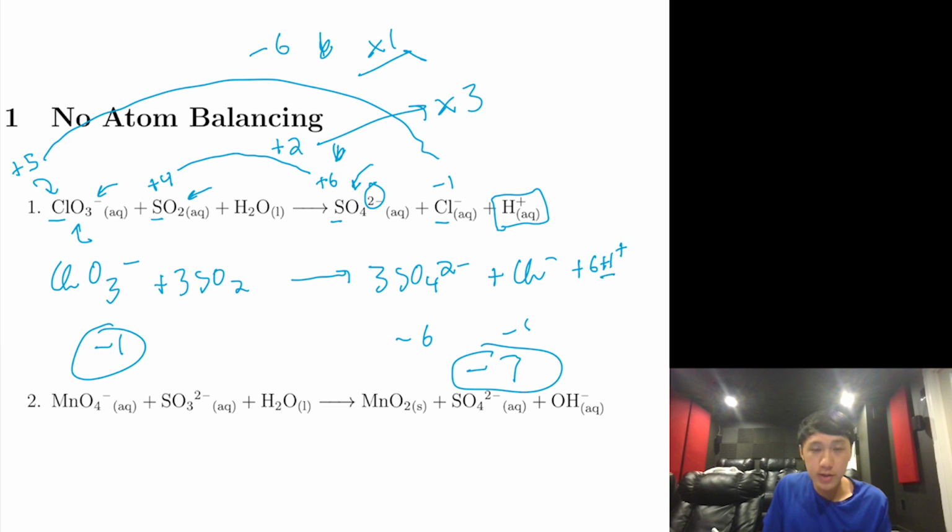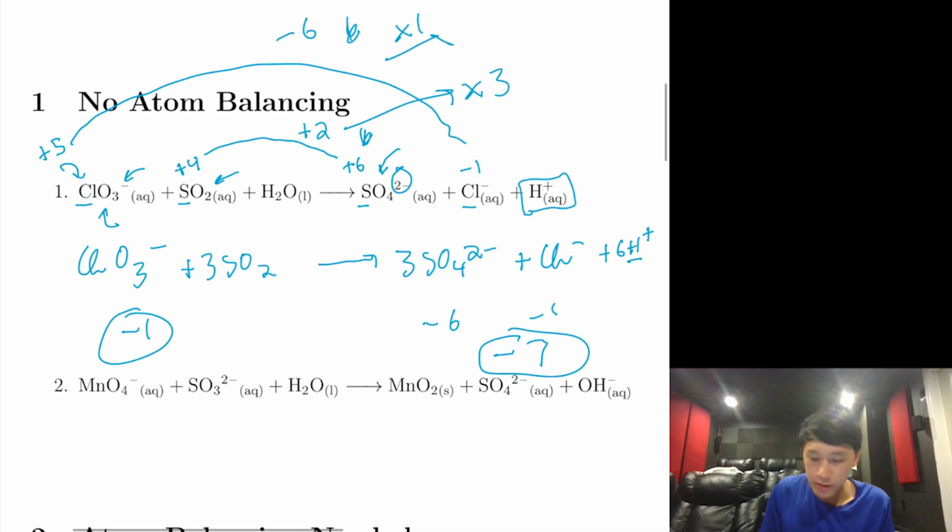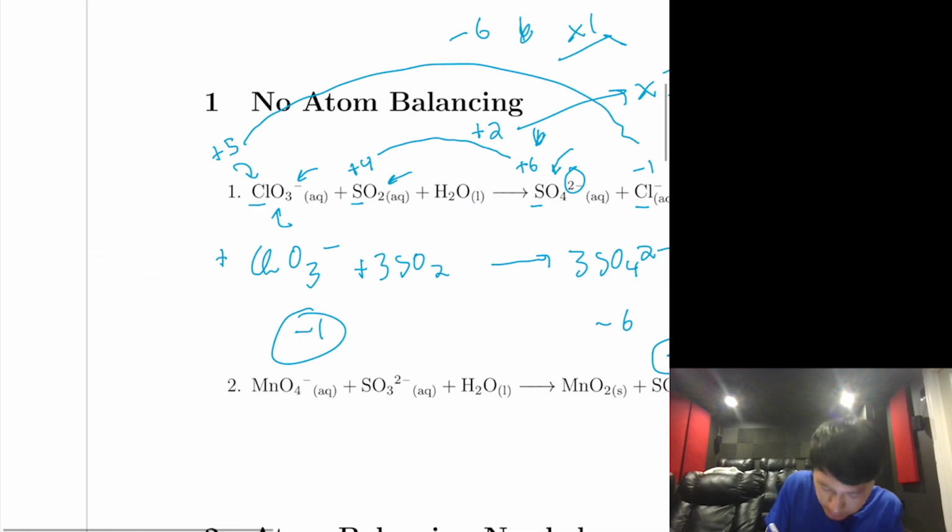And now we've introduced hydrogens to the right side. That means we're going to need to add hydrogens to the left side to counteract that. And in this case, that means adding 3 H2O. So now we have 6 hydrogens on both sides.